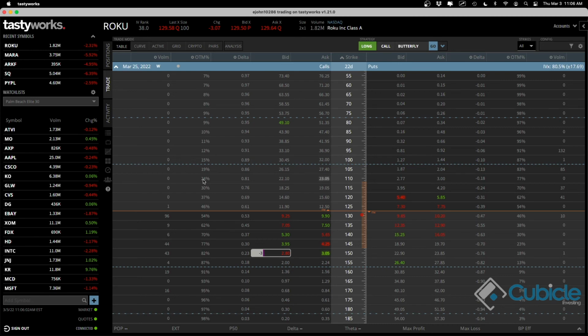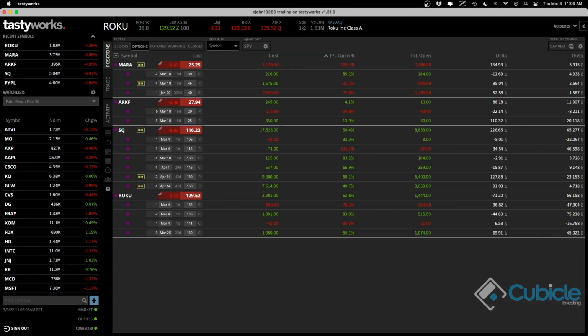But as a result of the price of Roku actually dropping, as you can see here, the overall position is in the green, right? And so the total credit that I took in for selling this butterfly spread, and also these short call options, is 2301. And so as of right now, March the 3rd, I have made an unrealized profit, and I say unrealized because I have not closed out the position yet. So my unrealized profit is 62.8% of this $2,301.